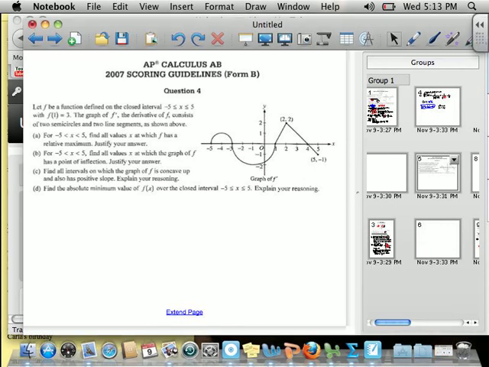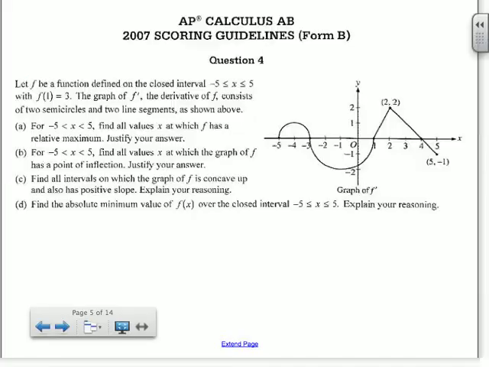I'm going to do the 2007 Form B question 4 from the AP Calc exam. It says let f be a function defined on the closed interval -5 to 5 with f of 1 equal to 3. The graph of f prime, the derivative of f, consists of two semicircles and two line segments as shown above. So this is the graph of f prime.